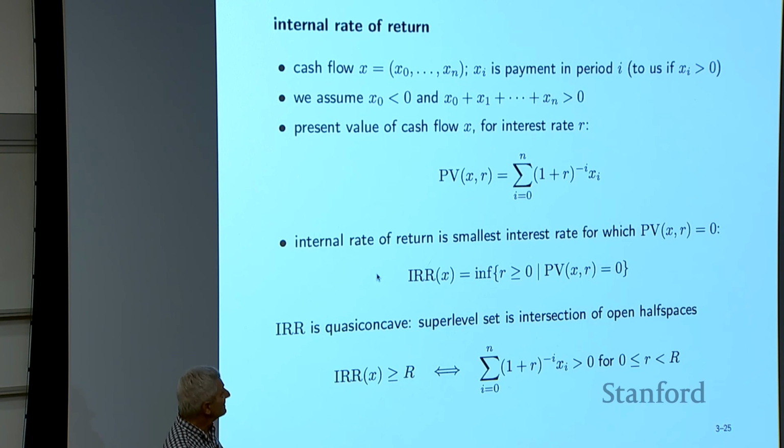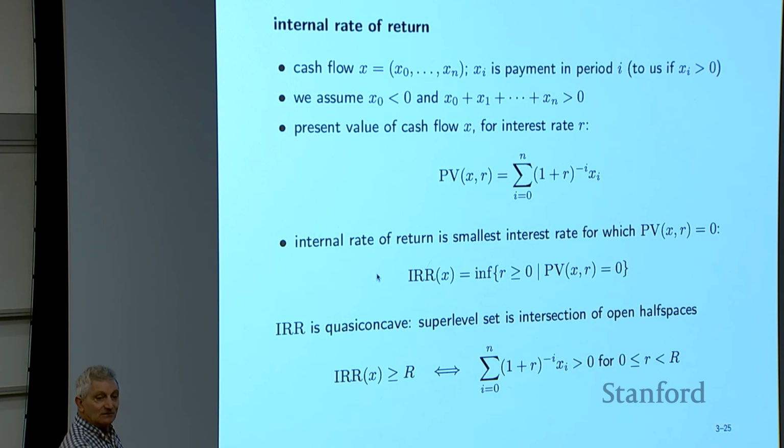As you increase it, what you can figure out is actually this thing decreases, and of course at some point it goes through 0. When it goes through 0, that's the internal rate of return. Okay? Okay, so what is this as a function of x? What is that?